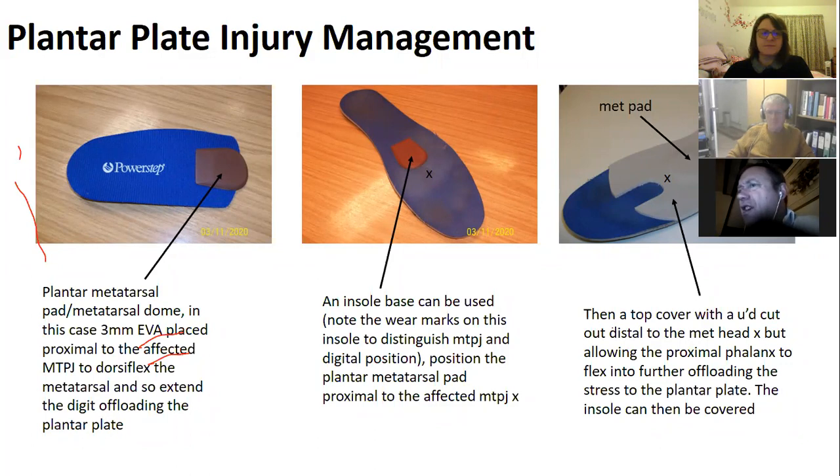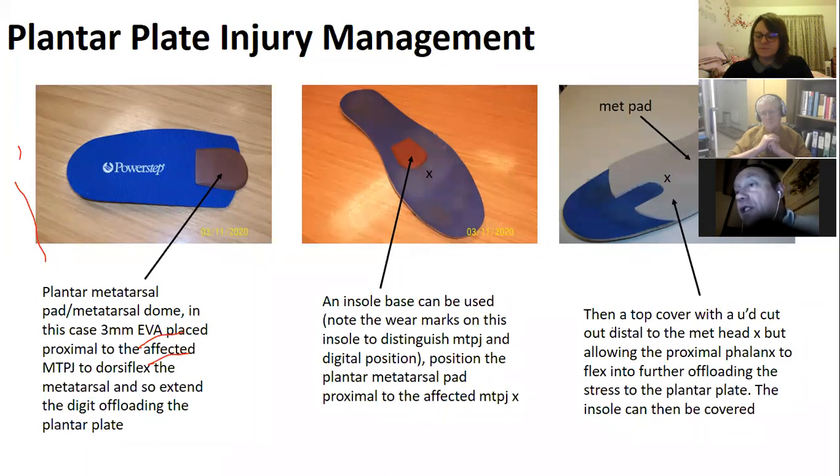picture, you can just see the impression of the metatarsal pad underneath the Poron cover. You can see the X where the metatarsal head is, and then distal to the met head, you do the U. So you don't put the U around the met head this time, okay? Don't put it there. Let the met head sit on the cushioning, but let the toe drop into the space. So what we're doing is we're creating a hollow for the proximal phalanx and the rest of the toe to drop into, okay?